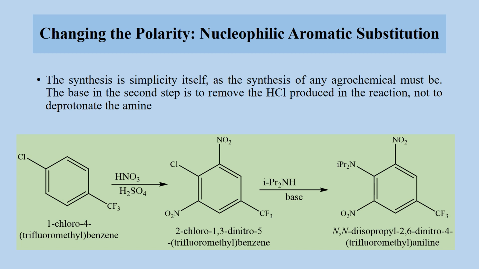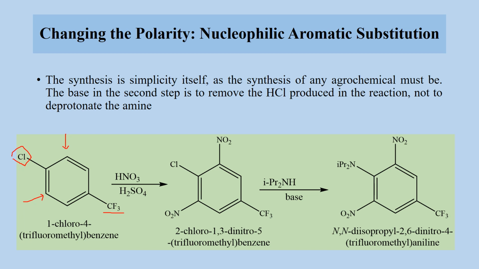And now let's see synthesis. 1-chloro-4-trifluoromethylbenzene is nitrated. CF3 is a meta-directing group, and Cl is an ortho-para-directing group. So both will direct the incoming nitro group to that position, which is ortho to the chloro and meta to the CF3, that is trifluoromethyl.